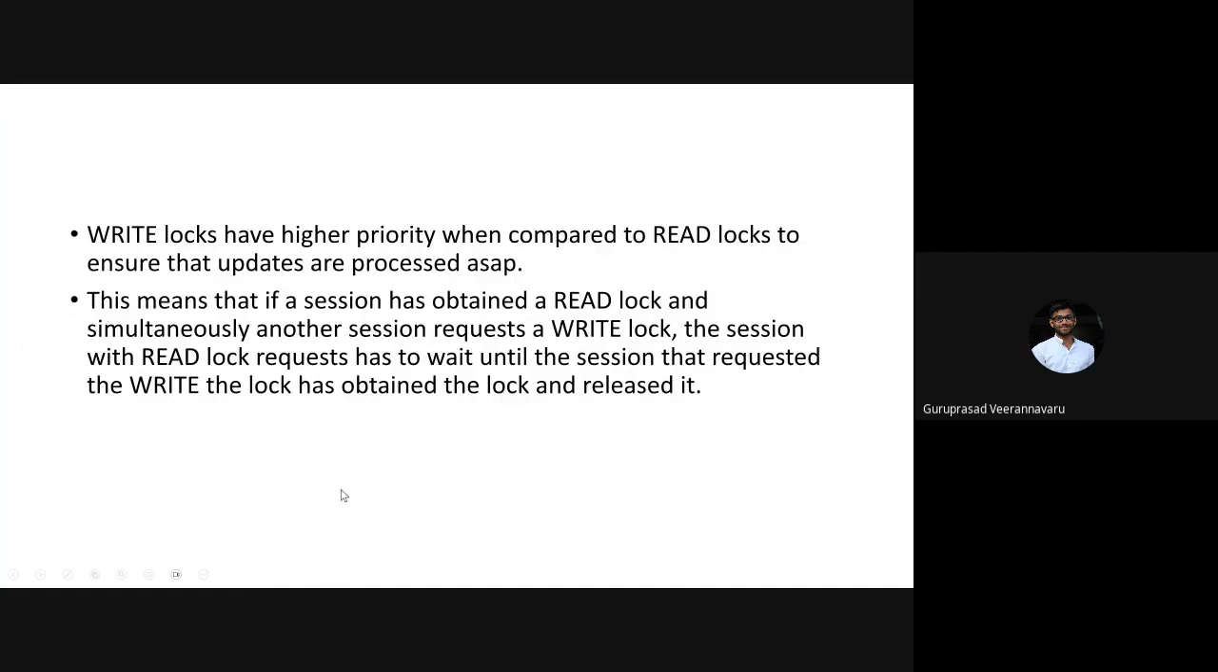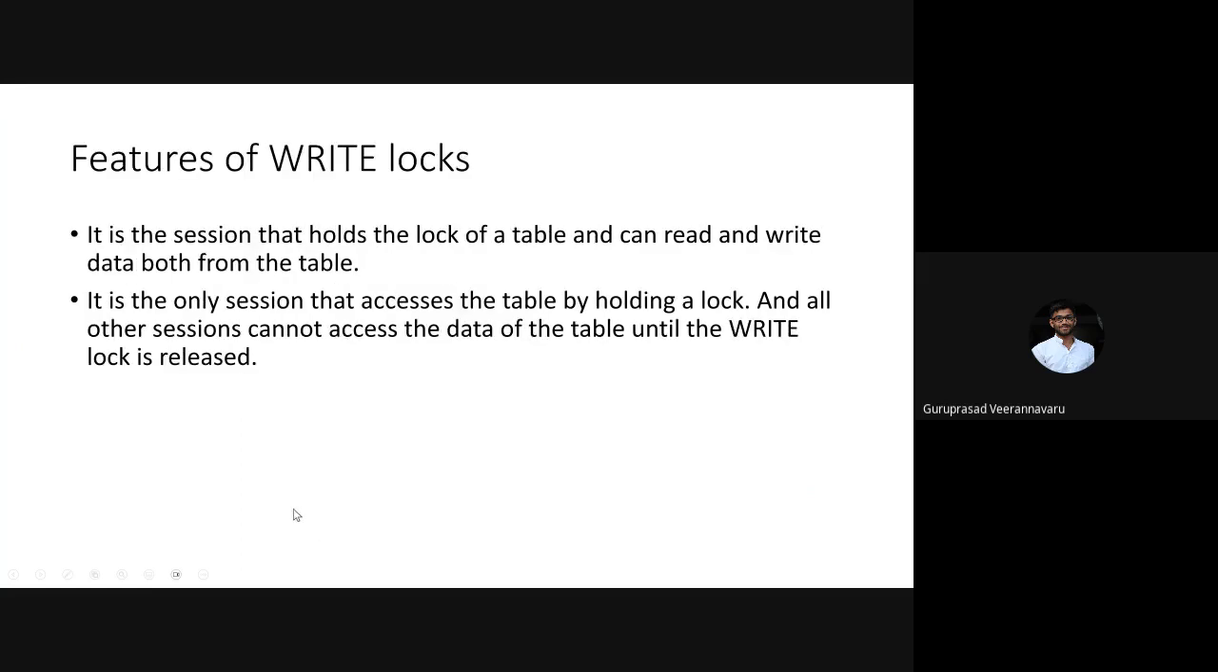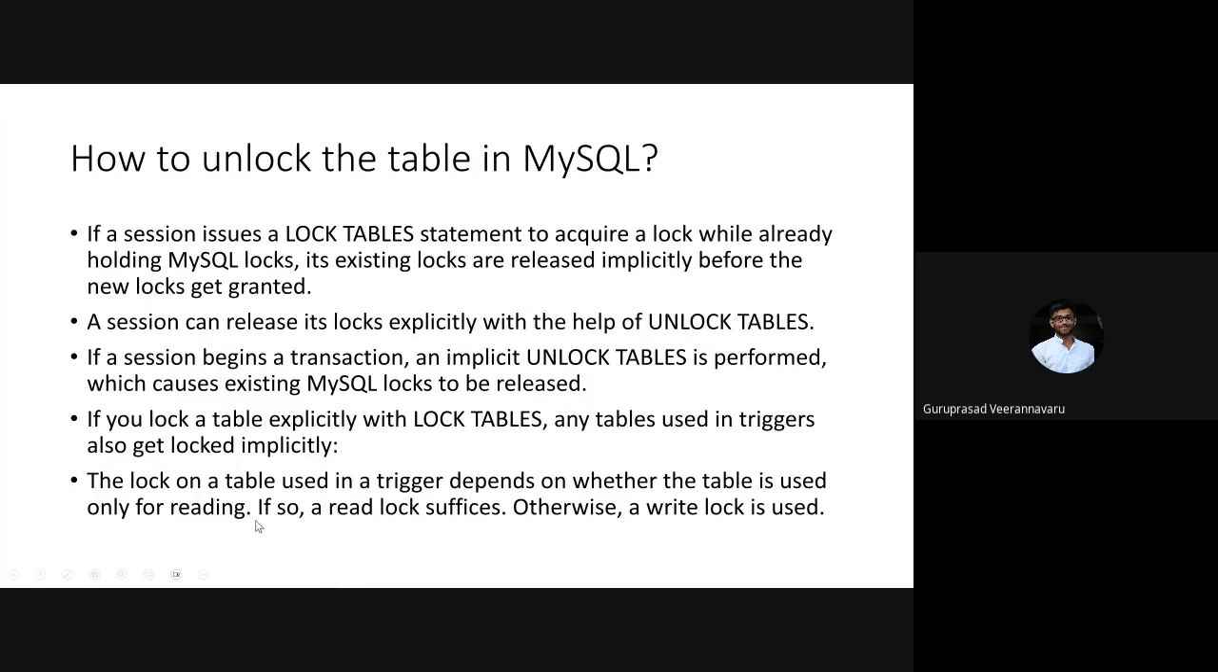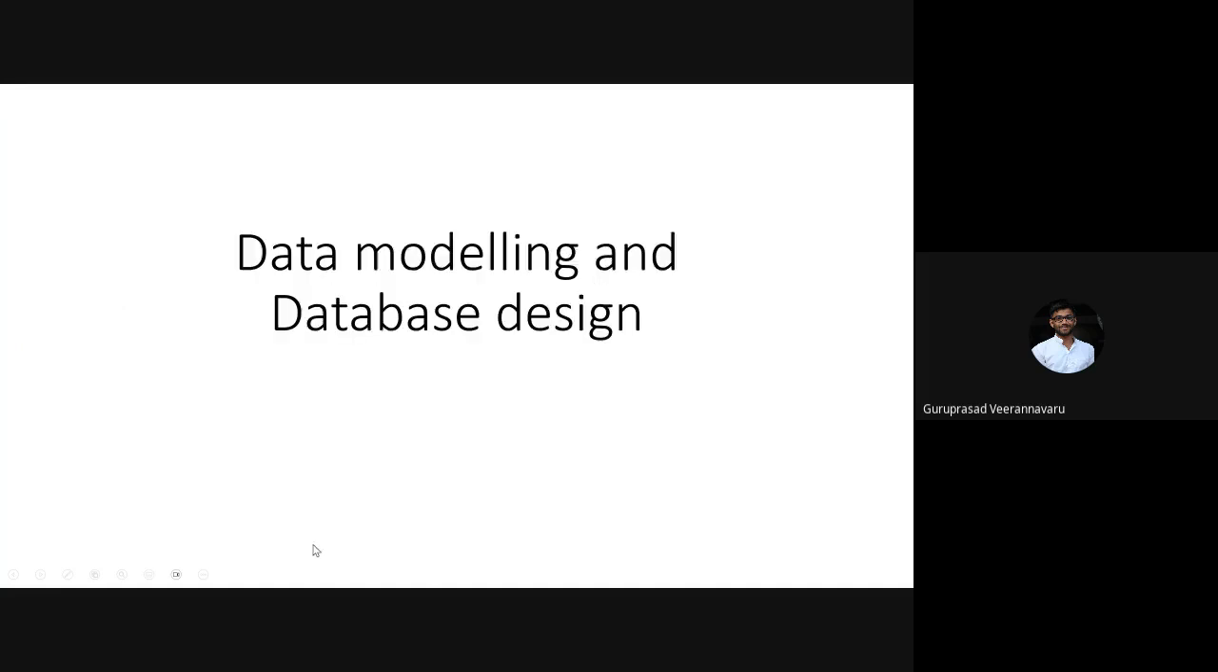And write locks are higher priority. So if there is a read lock and somebody else requests a write lock, their write lock gets granted, and the read lock has to wait until that write lock is completed. If you have a write lock, you can both read and write, and only the session that has the write lock can access that table. Okay, so unlocking is again simple. You just say unlock tables. Okay, that is it for locking.